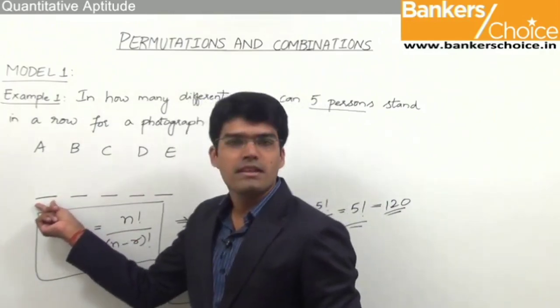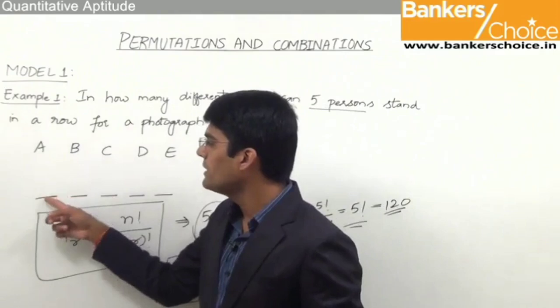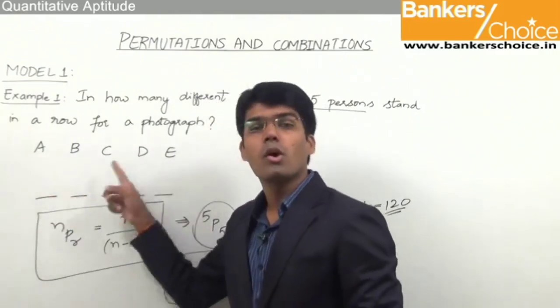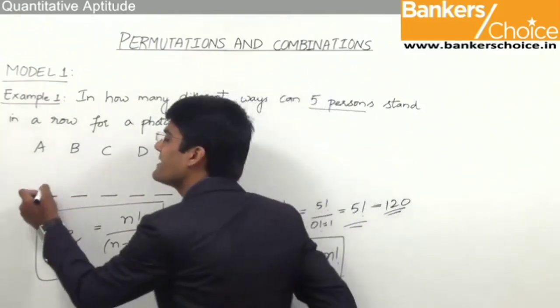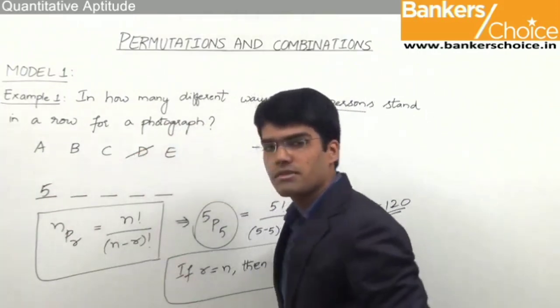This first position here can be occupied in 5 different ways. Either A can come, or B, or C, or D, or E can come. That means there are 5 ways in which the first position can be filled. Let's say D has occupied the first position.